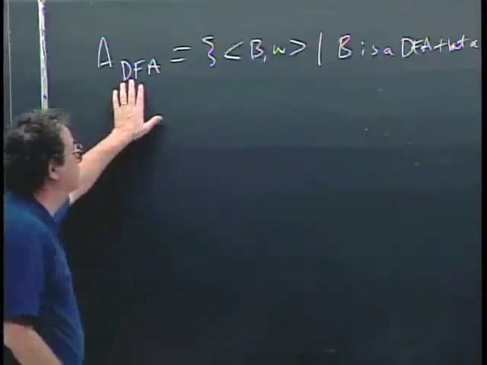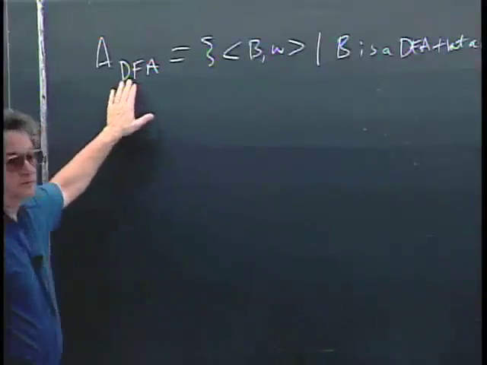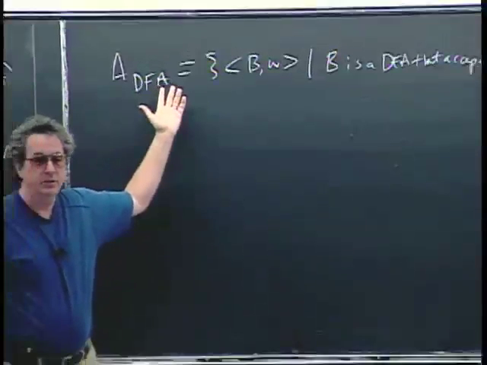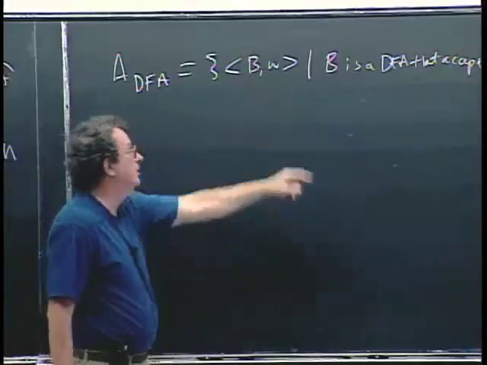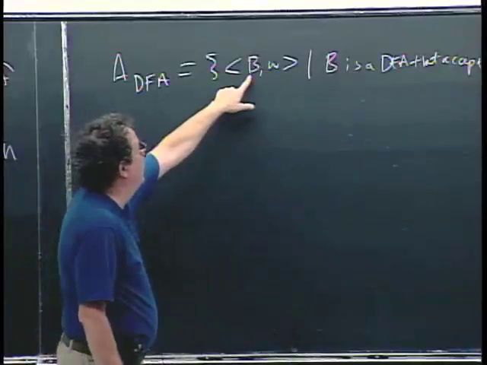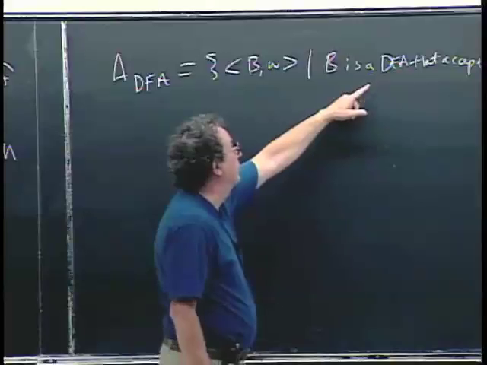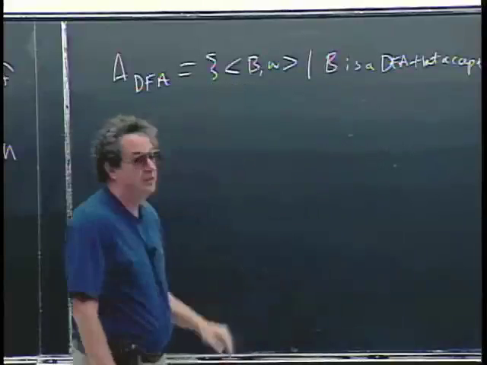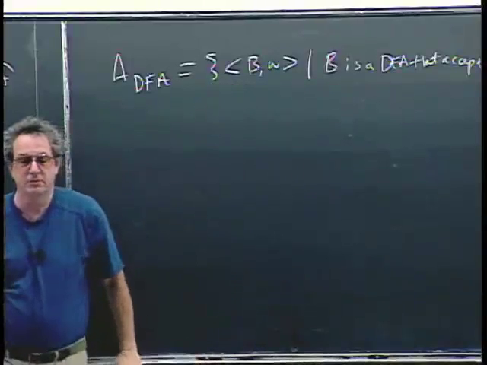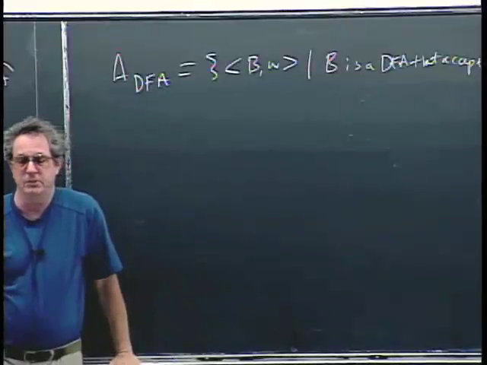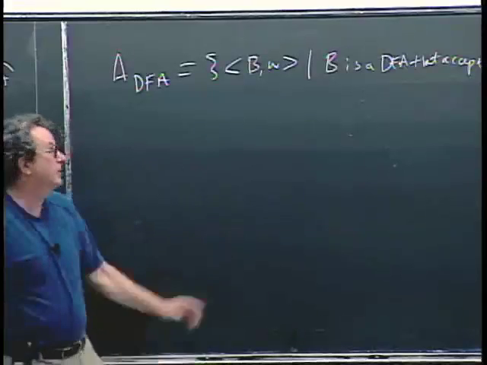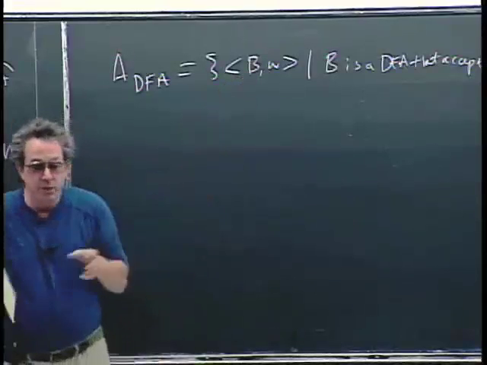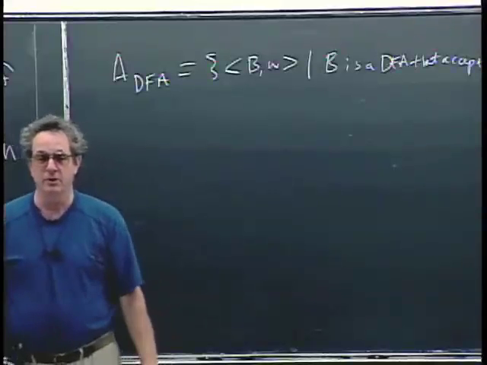Okay. This is a language. What is it? What are the elements of that language? They're going to be objects that look like this. Okay? B is a DFA. Well, what do we feed into Turing machines? What have we been processing this whole course? Strings. Okay? So when I say that B is a DFA, how do you put a DFA as input into a Turing machine?